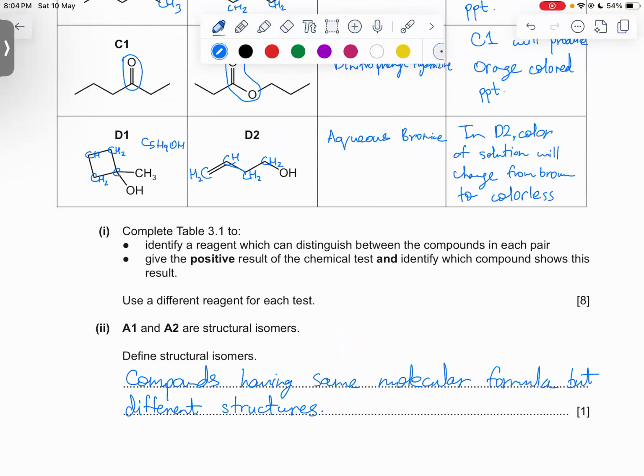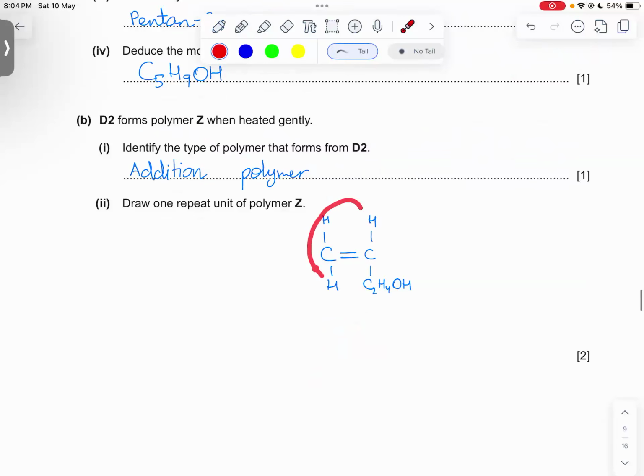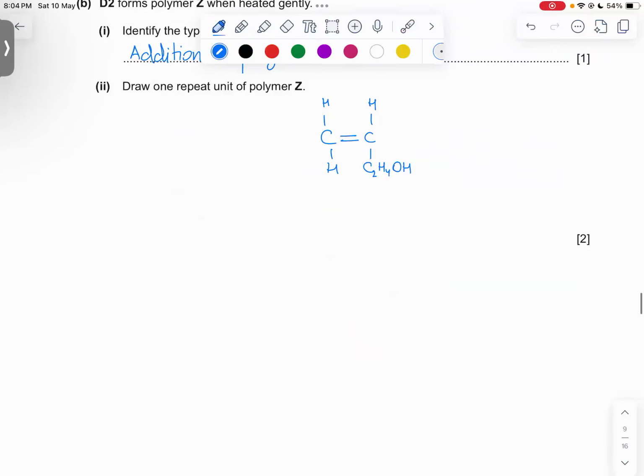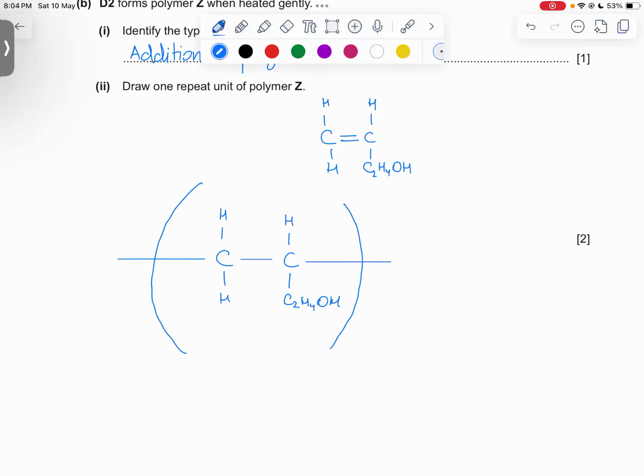All right, now we want to show the polymerization of this. So we've drawn the monomer like this, and then to polymerize it, there is only a single bond in the middle. Everything remains the same. H, H, H, and C2H4OH, and then you draw a long line this way, a long line this way, and you put a bracket because you want to draw just one repeat unit, and then you put an n over here. All right, this is how you draw it.